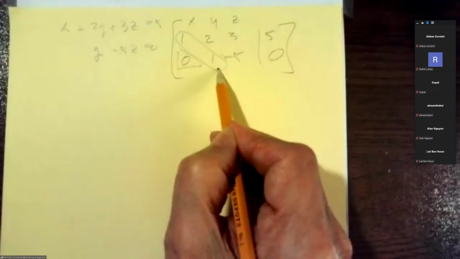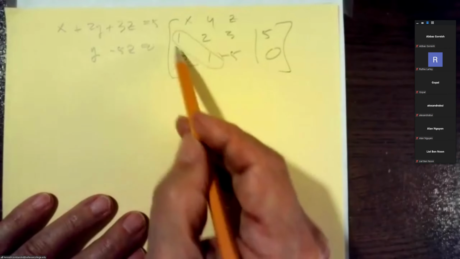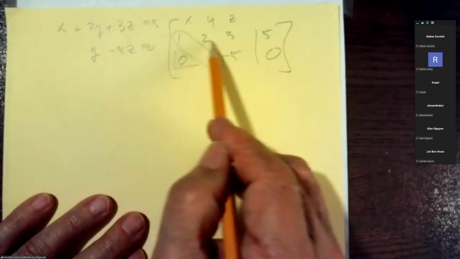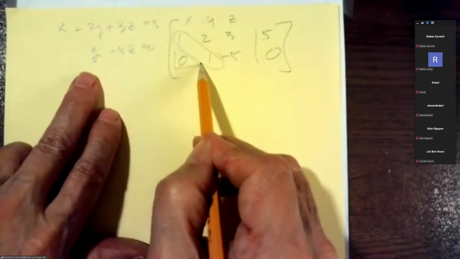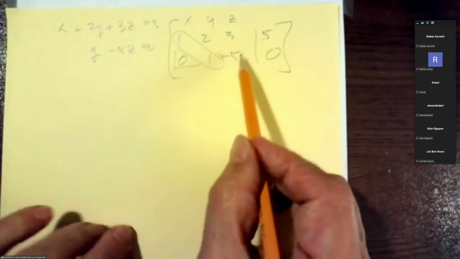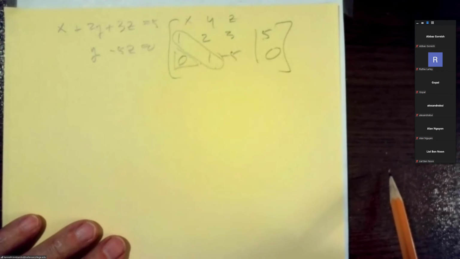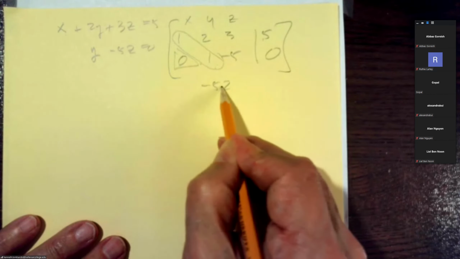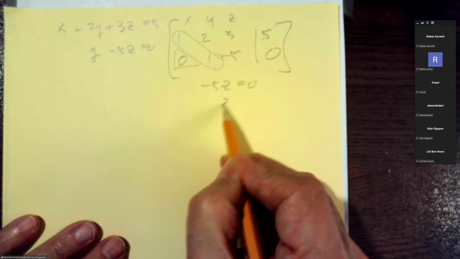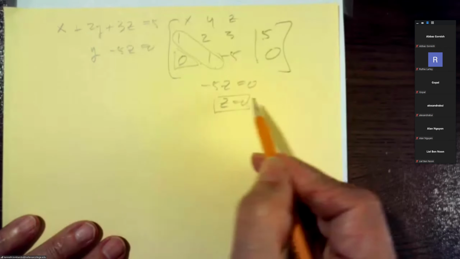Okay. So if we have 1, 2, 3, and 5, 0, 1, negative 5, and 0. So our augmented matrix is going to look like that, isn't it? So this says negative 5z equals 0. And if you solve that, you get z equals 0.